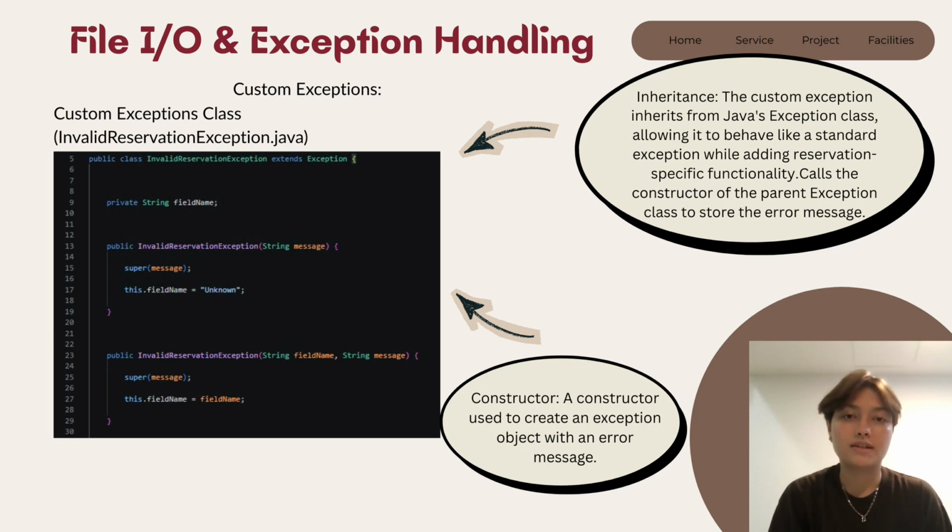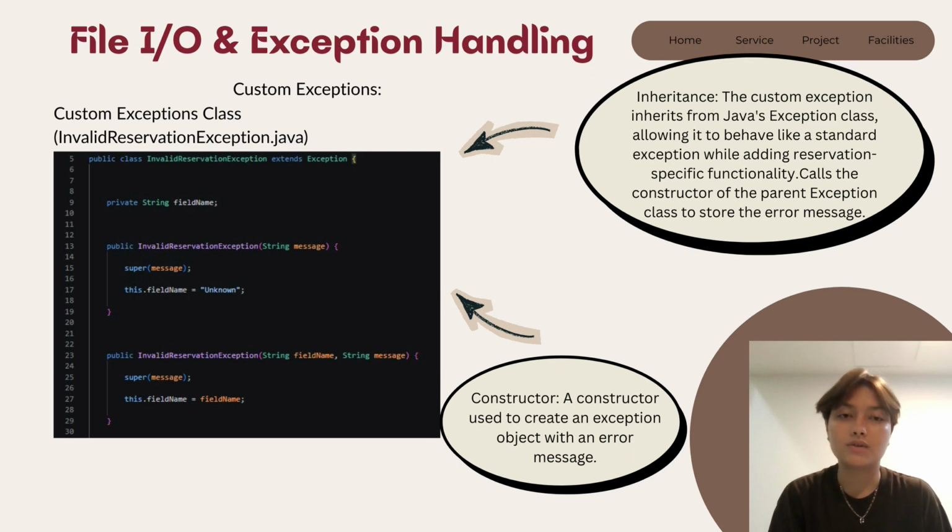In our reservation system, we use a custom exception called InvalidReservationException to handle invalid input data. This class extends Java's Exception class and allows us to create specific error messages for reservation fields such as customer name, contact number, and check-in date.